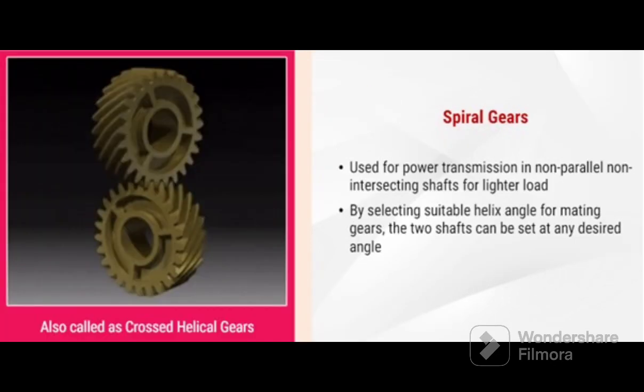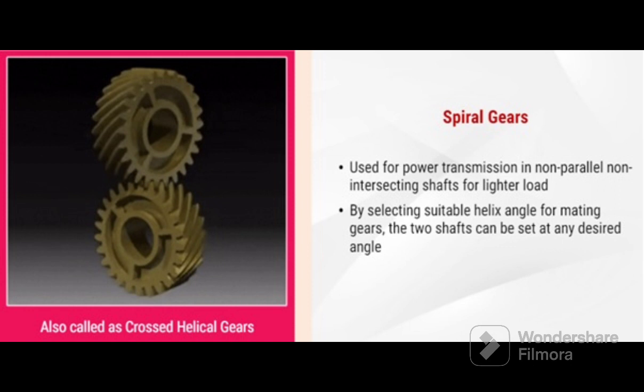Spiral gears. Spiral gears are also called crossed helical gears, used for power transmission in non-parallel, non-intersecting shafts for lighter load. By selecting a suitable helix angle for mating gears, the two shafts can be set at any desired angle.